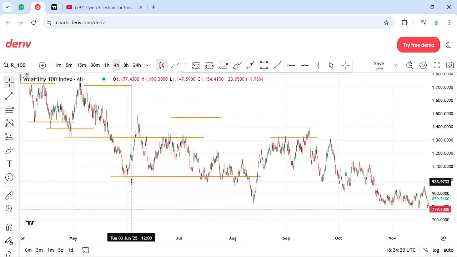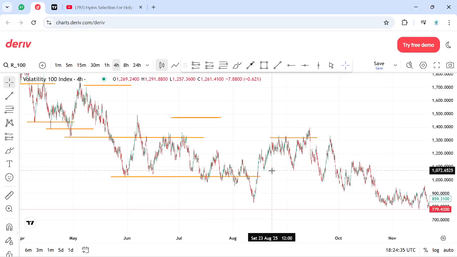So we have this area also, again a break of structure to the downside, and you are expecting price to react from that zone.